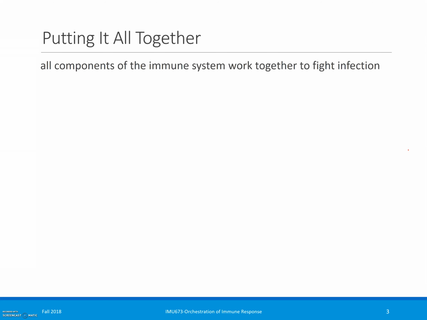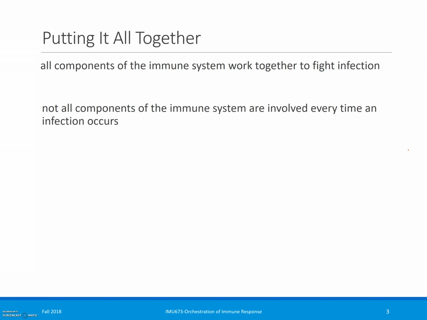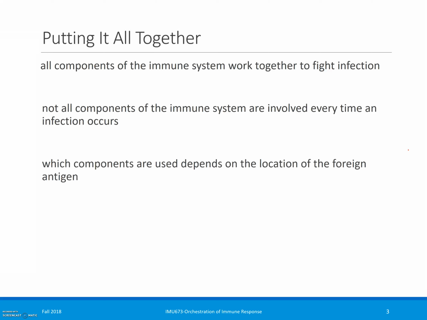So we're going to put it all together, and there's a couple of things that you need to keep in mind. One of them is that all of these components work together. They all have a role to play, but not all components of the immune system are involved in every infection. So depending on the nature of the infectious microorganism, whether it's a bacteria or a virus, and in particular, depending on where the location of the infection is, a lot of times will decide what components come into play.